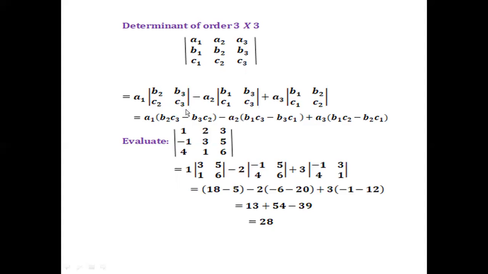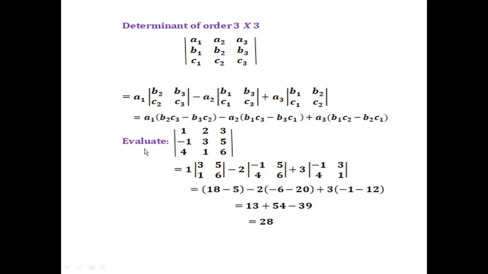We have the formula for the determinant of order 2 by 2, that is AD minus BC. So using that formula, we have A1 keep as it is, B2, C3 minus B3, C2. Second element minus A2 as it is, B1, C3 minus B3, C1, plus this last element A3 as it is, and the determinant of this term is B1, C2 minus B2, C1. So this is the general formula to obtain determinant of order 3 by 3.